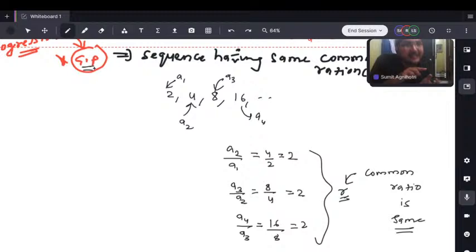I want you to tell me what you understood till now. Sir, I've understood, you studied about AP, GP, and HP. Sir, AP is basically when the sequence has same common difference, and GP is when the sequence has same ratio as the two numbers compared to the next two numbers, and HP is when the reciprocal of the AP is same.